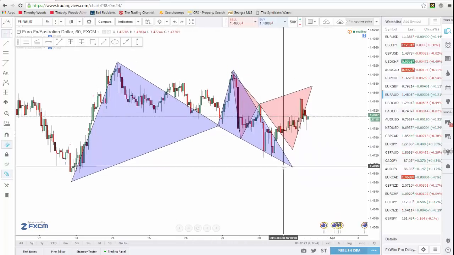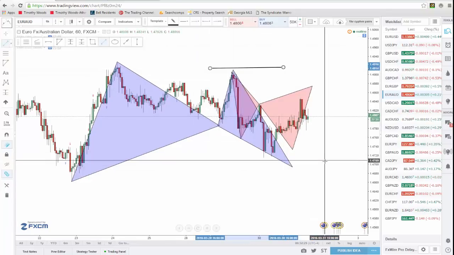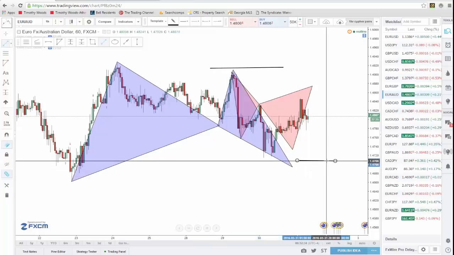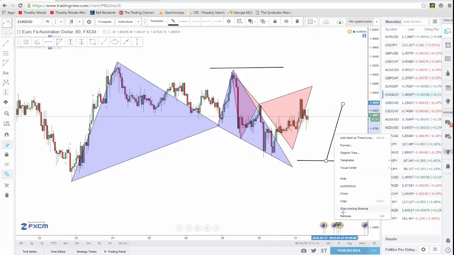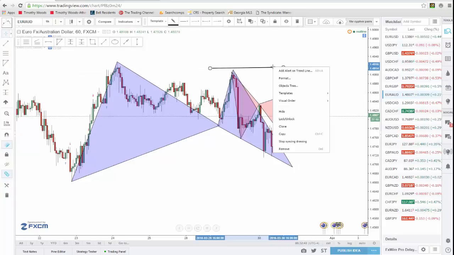So I'll leave my bat pattern on until either I get a break above here, above C, or I get within my 16 pips down here somewhere and then go up to hit targets without ever being filled on the pattern. That's how I handle that situation. I've been getting a lot of comments and questions about that, so I thought I'd try to clear that up a little bit in this video.